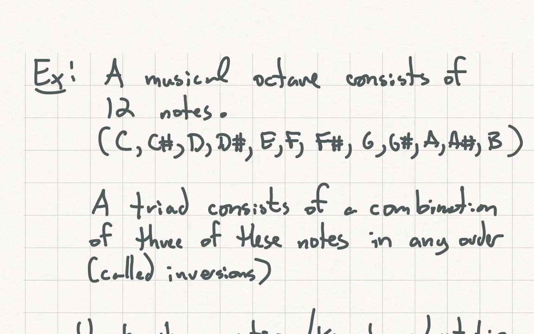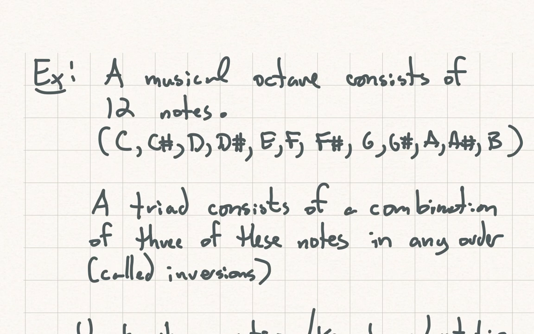Okay, let's see how we can use this idea of Polya enumeration to be able to count some things that appear in real life. And the first example that we're going to do is about music. So, a musical octave consists of 12 notes. If you've seen a piano, this is probably very familiar to you. But it goes C, C sharp, D, D sharp, E, F, F sharp, G, G sharp, A, A sharp, B.